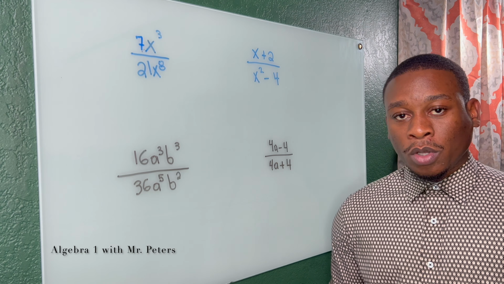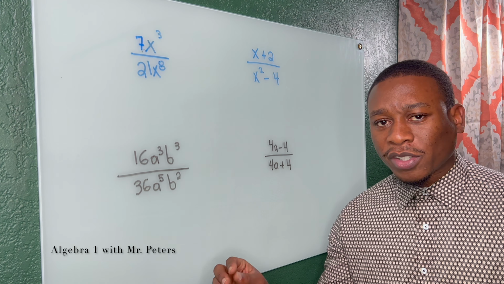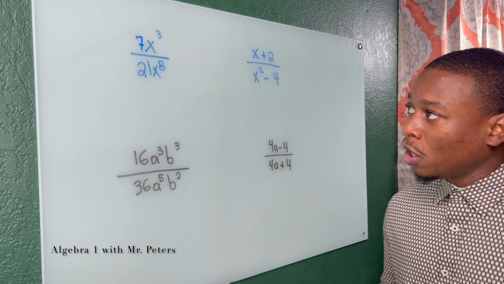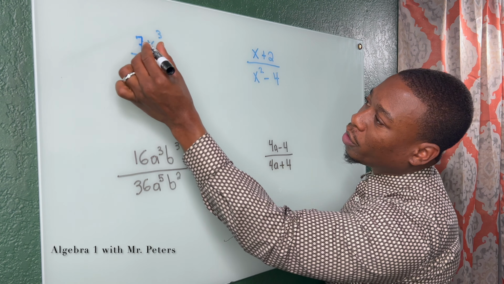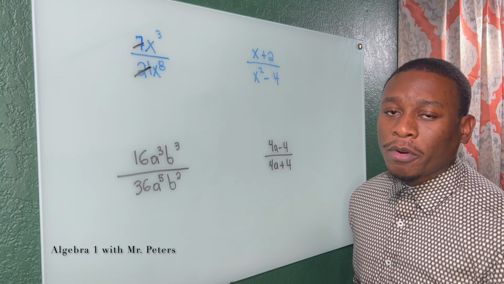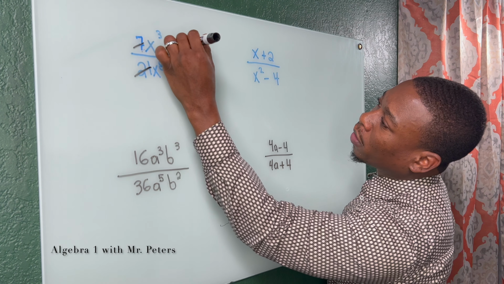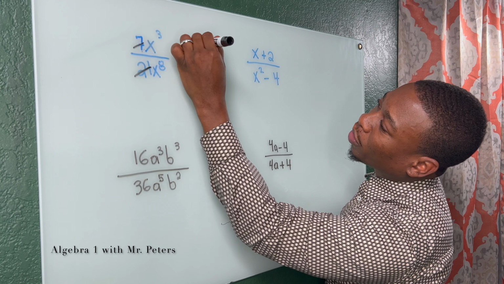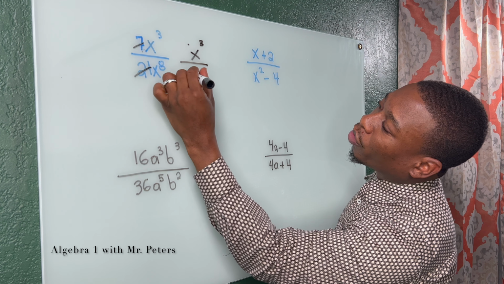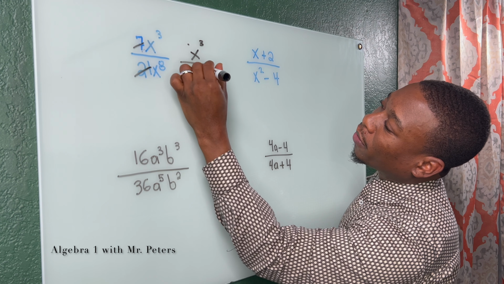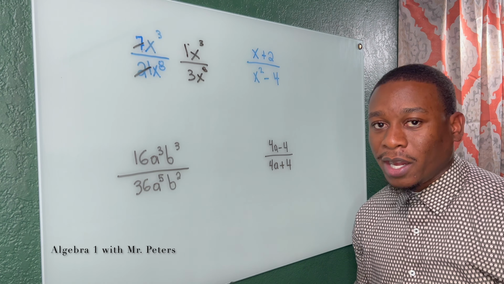Starting off this video, what we need to know is that there's different methods to solve each of these different expressions. So when we look at number one, what we want to do is start off with our greatest common factor and focus on the number values. So if I divide by 7, I'm going to have x to the third power over 3x to the eighth. We could put the 1 there, but it's not necessary.